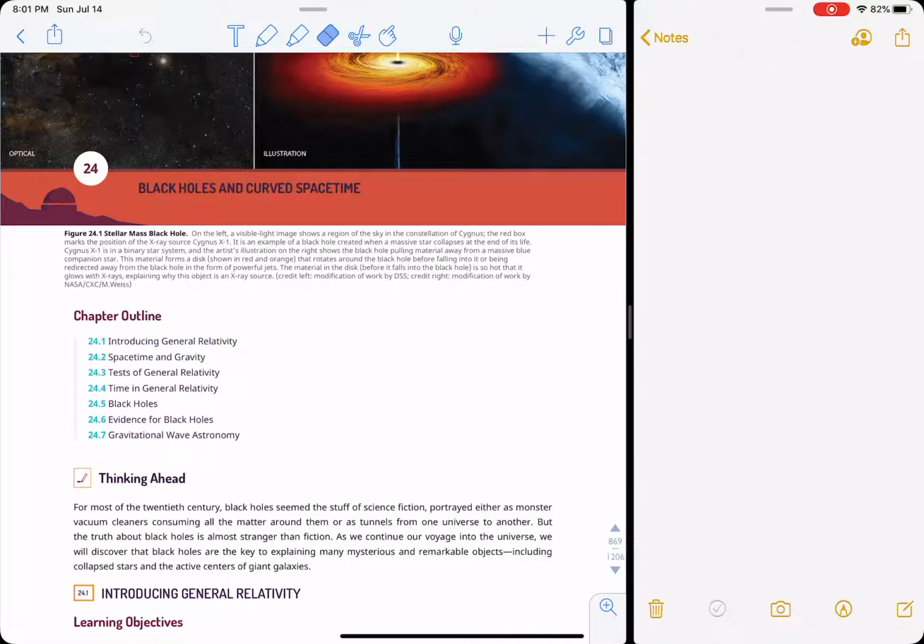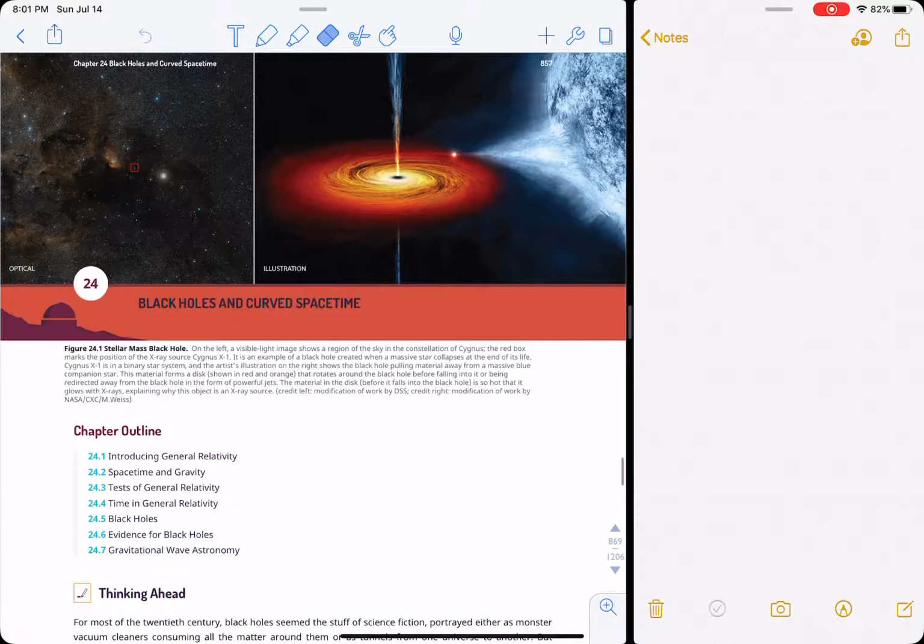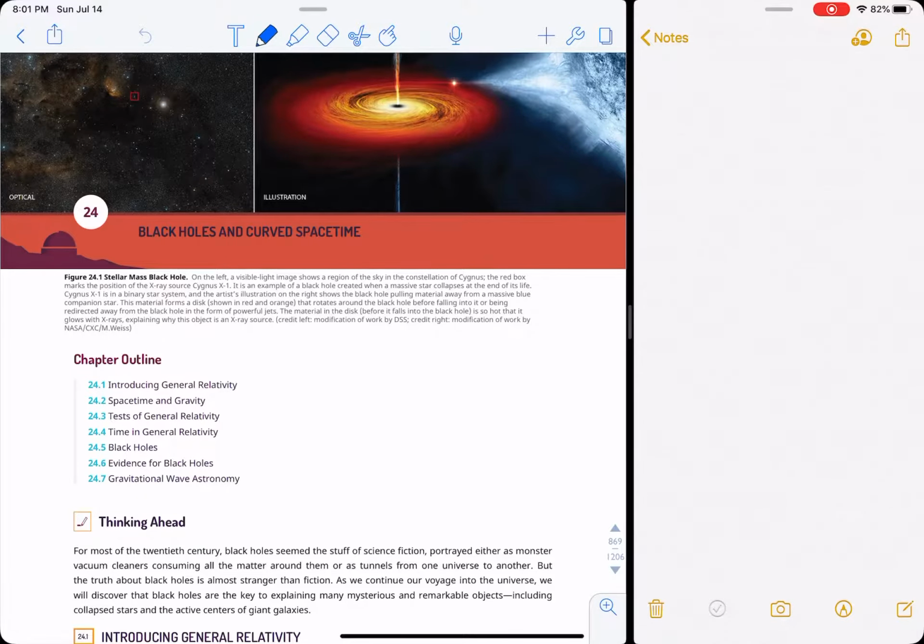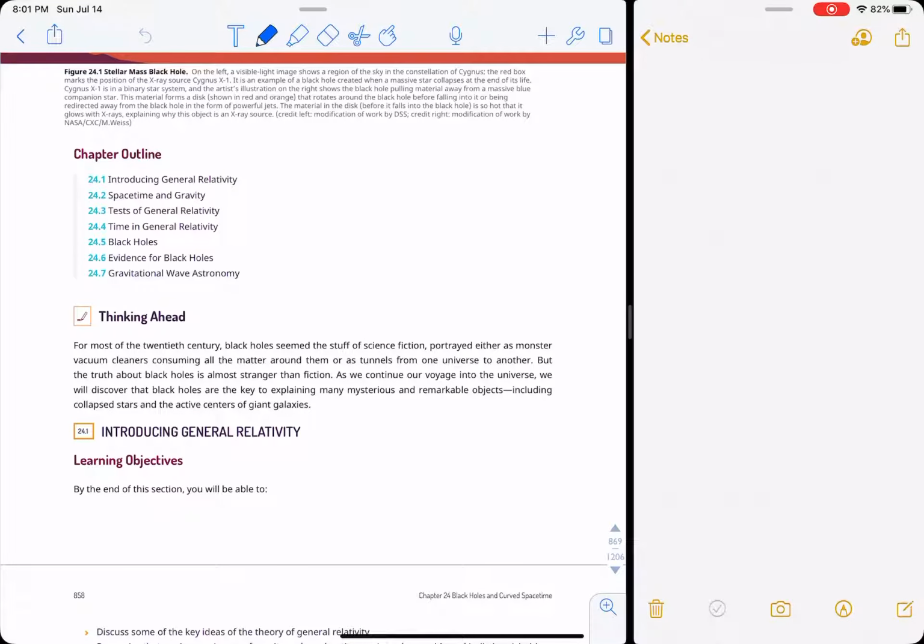All right, let's talk about black holes and curved space-time. So we're going to introduce the concepts of general relativity, which is what Einstein came up with. His theory of relativity explains or comes up with this concept of space-time and gravity as being linked together.